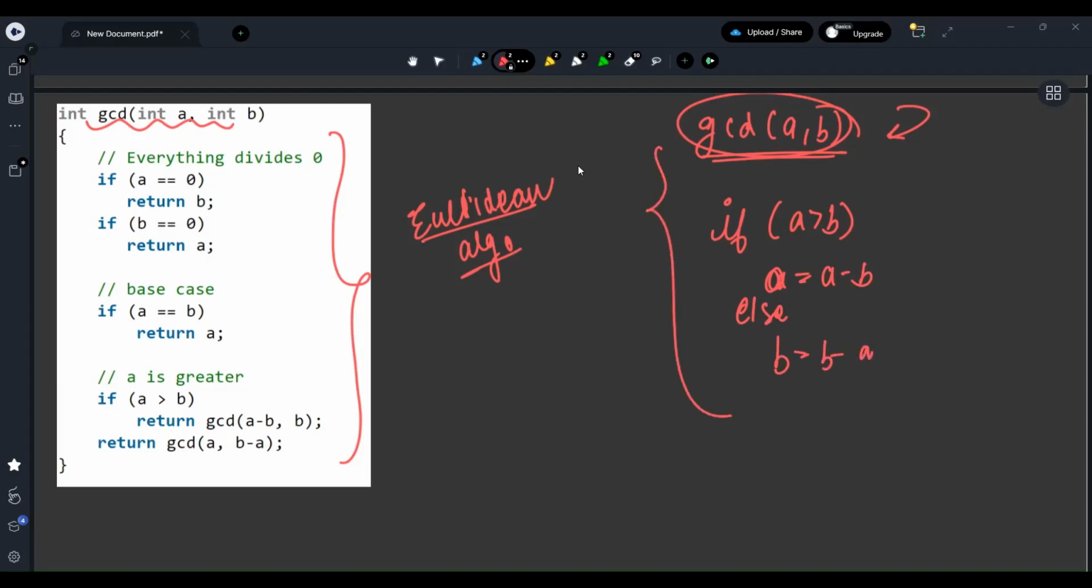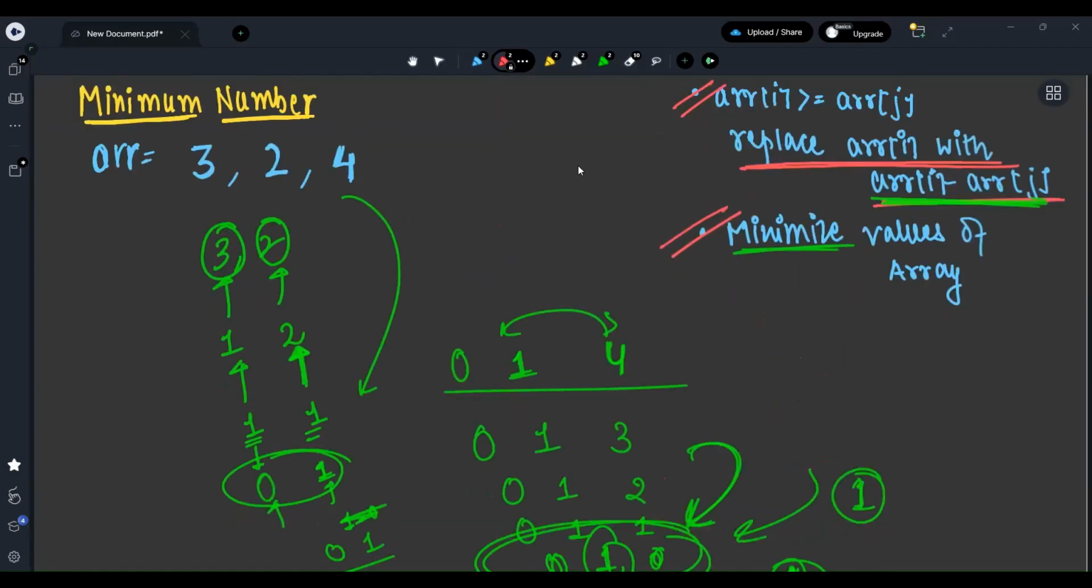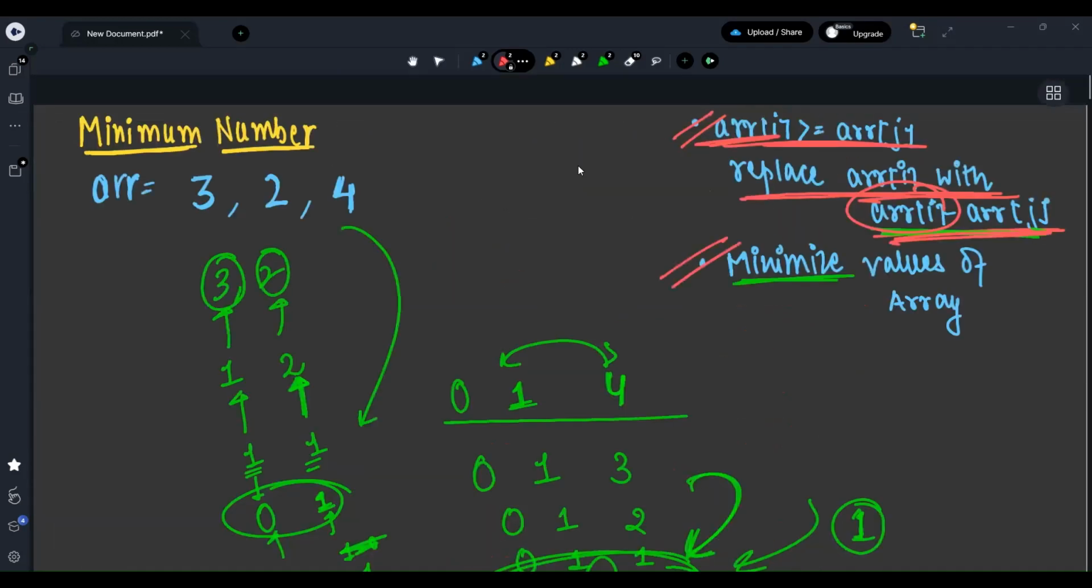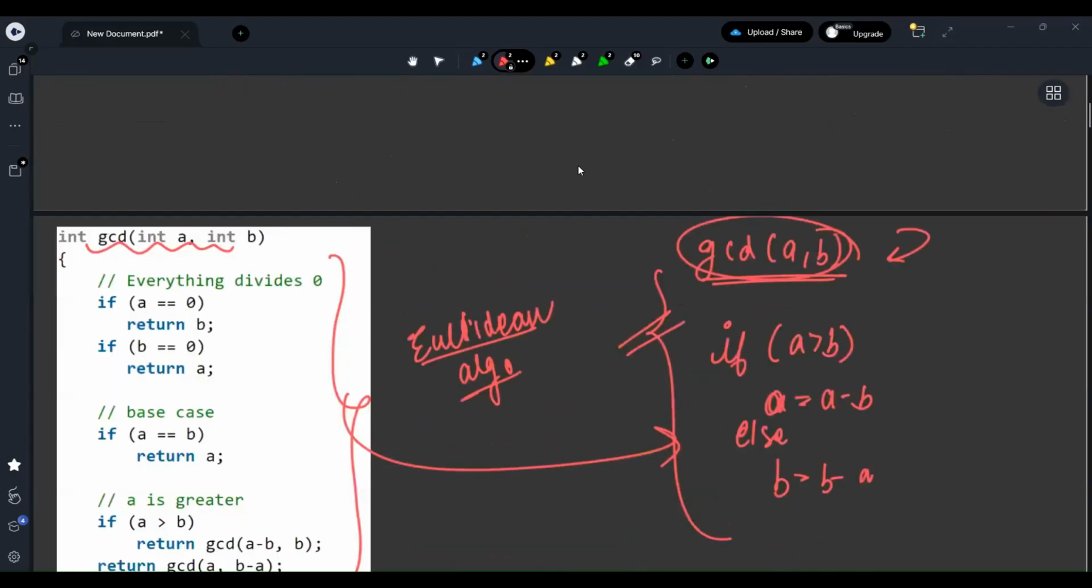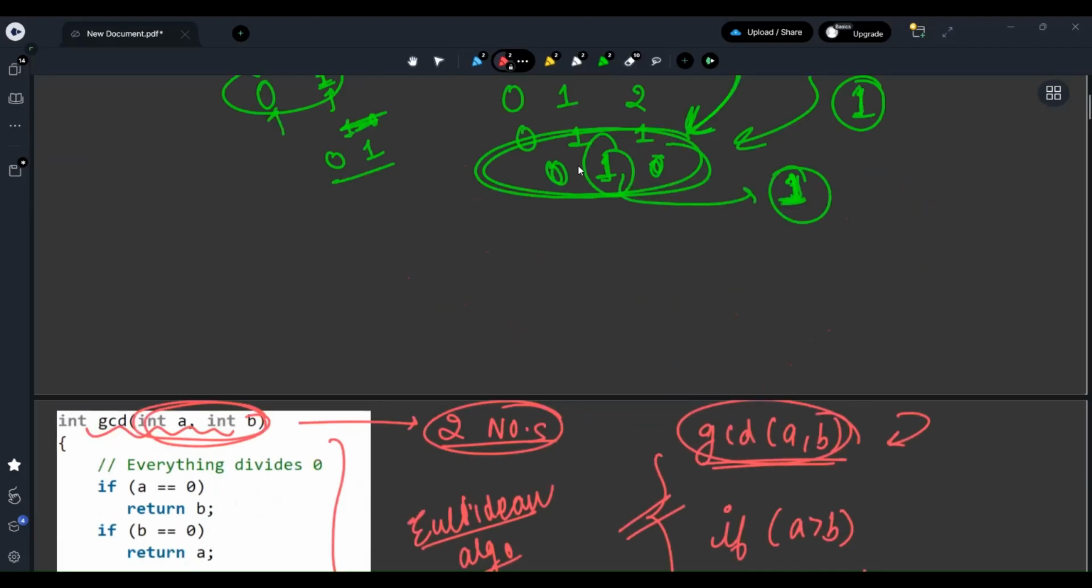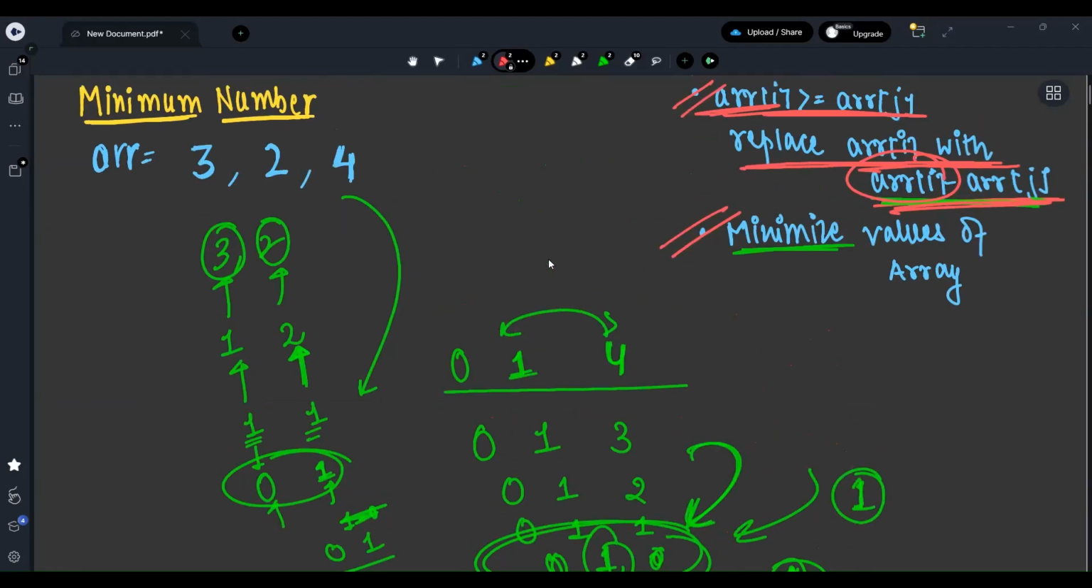Within the question they are asking: array[i] greater than or equal to array[j], replace array[i] with array[i] minus array[j]. That is bigger minus smaller. So I will say this is the same thing. The Euclid algorithm is the same, copy-pasted here as in the question, but with a difference. We have the Euclid algorithm for two numbers, but here we are asking for many numbers, like n numbers. The array has n numbers.